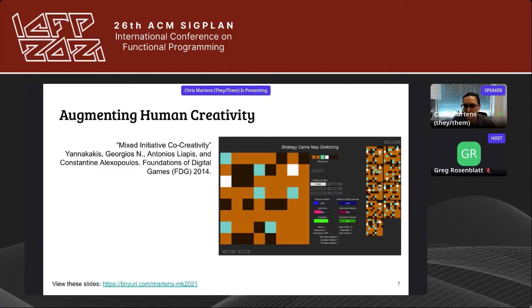This is a screenshot of the Sentient Sketchbook tool for designing StarCraft-like strategy map games.